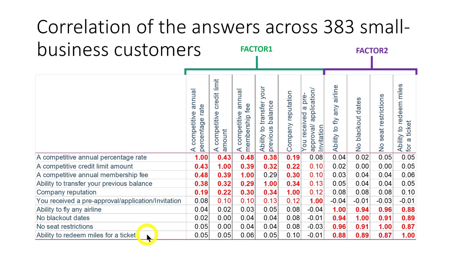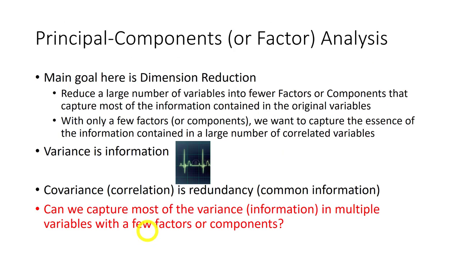Like in our previous example, where we have three variables that essentially align the data on a single dimension, what we have here is a set of 10 variables that are fairly contained within two dimensions, which we are going to call factor 1 and factor 2. So what is the main goal here? The main goal here is dimension reduction. We wanted to reduce a large number of variables, in our case 10 reasons to apply for a credit card, into a few factors or components that capture most of the information contained in the original variables.